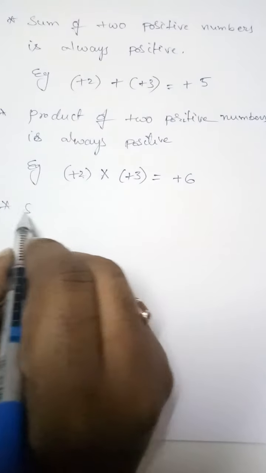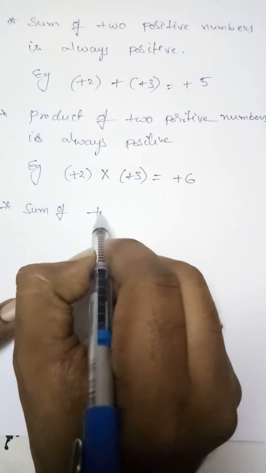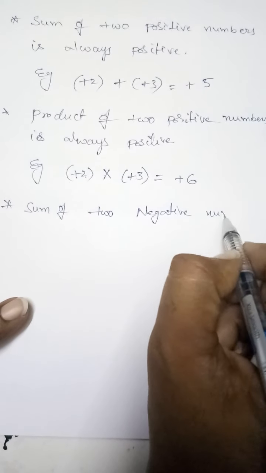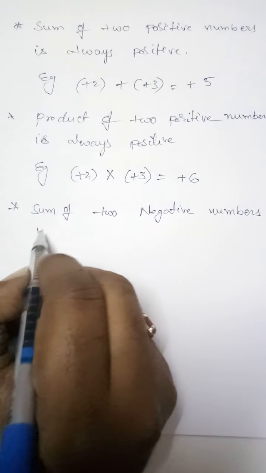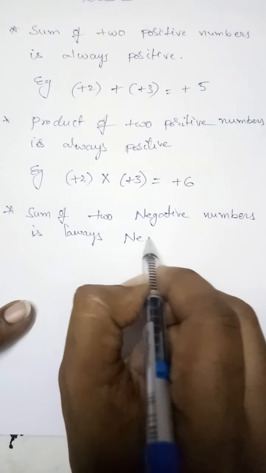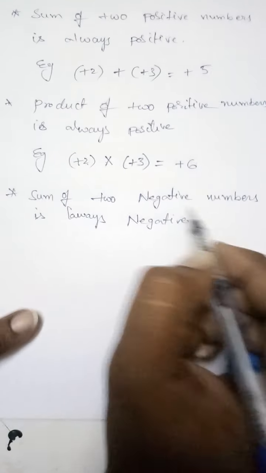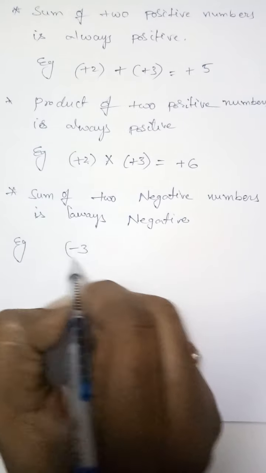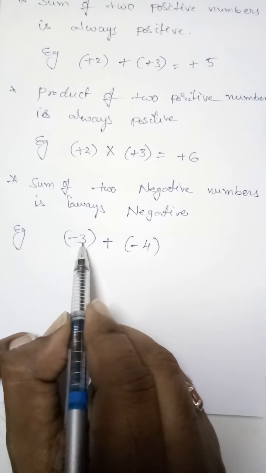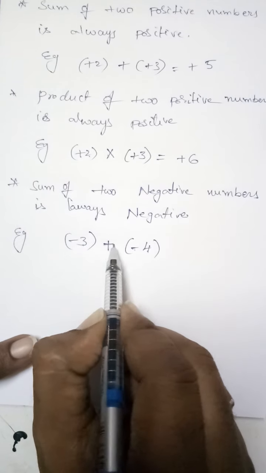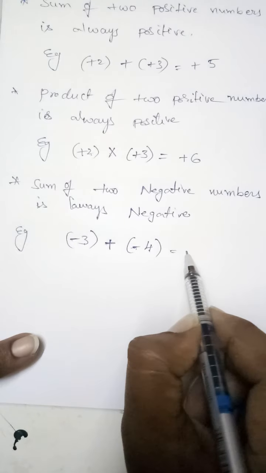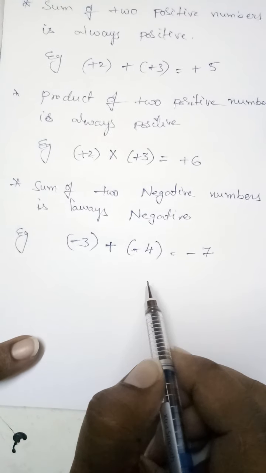And same way, sum of two negative numbers is always negative. For example, minus 3 plus minus 4. Here if you observe, 3 is negative, 4 is also negative, but both are adding. So here negative 3, here negative 4. That is nothing but negative 7.